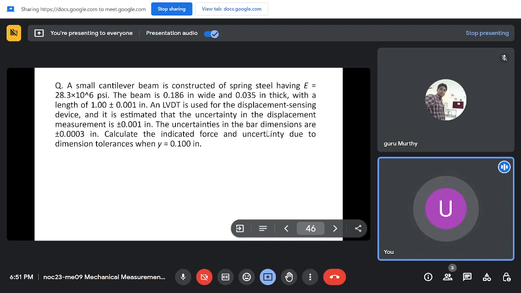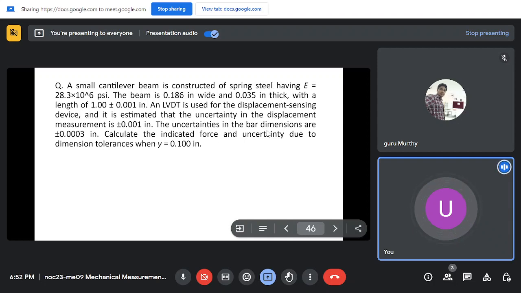So moving on to the next problem, we have a small cantilever beam constructed of spring steel having E 28.3 into 10 power 6 psi. The beam is 0.186 inch wide and 0.035 inch thick with a length of 1 plus or minus 0.001 inch. So that is a cantilever construction which is given. We use a spring steel. The modulus of elasticity is given, the thickness and width are given, also the length is given.